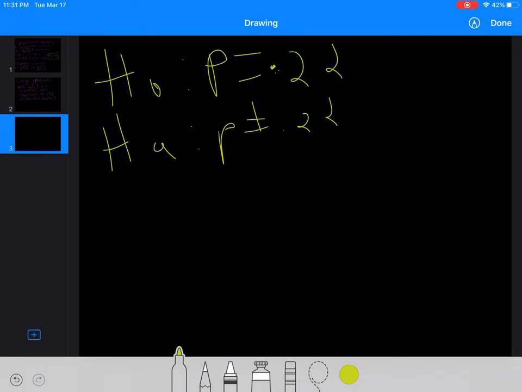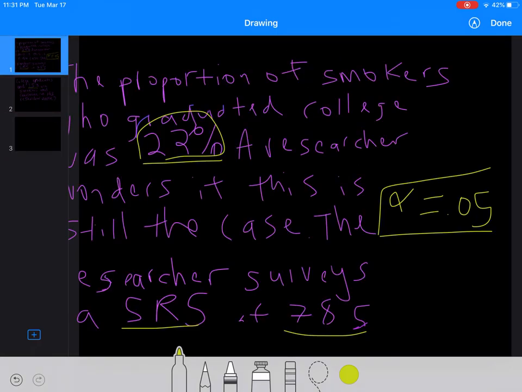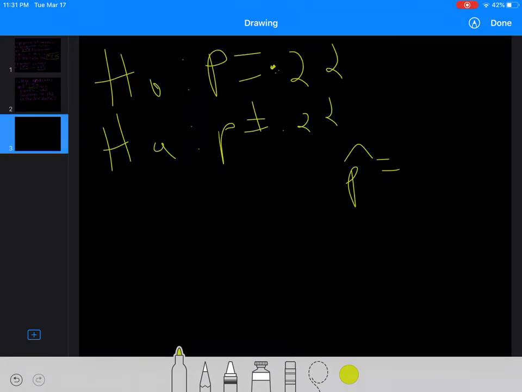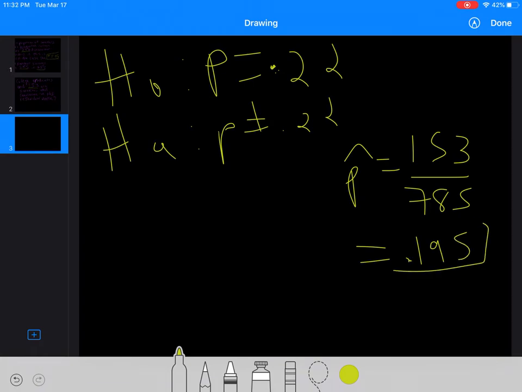Okay, so from that we can do our p hat. So our n from the problem was 785. The proportion that were smokers of that 785 was 153. As a decimal, that'll be 0.195 is our decimal.